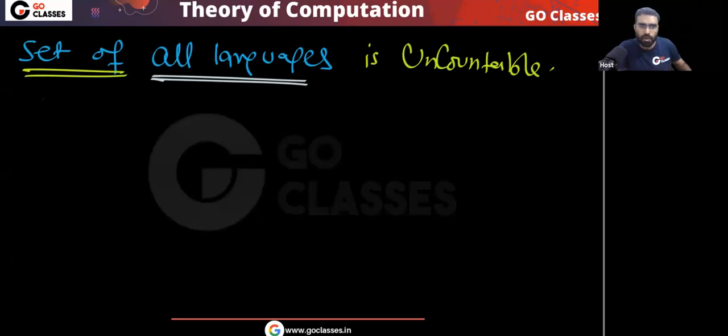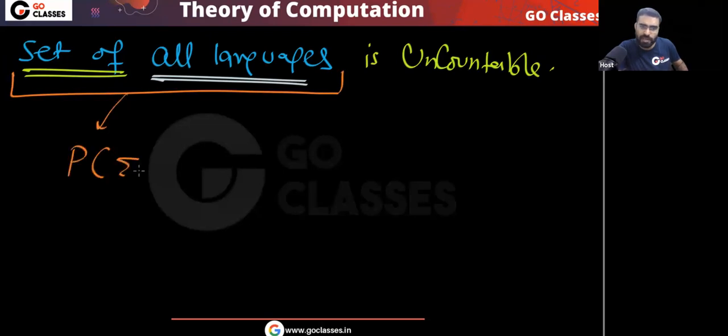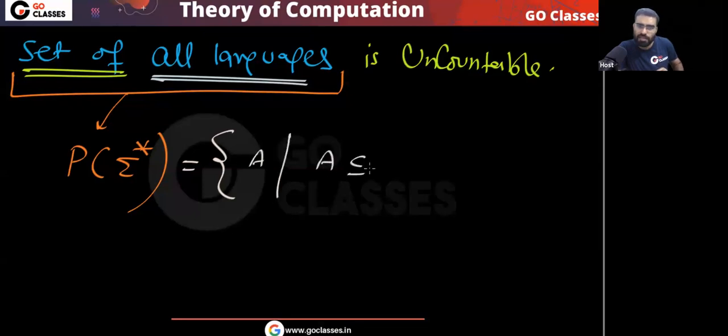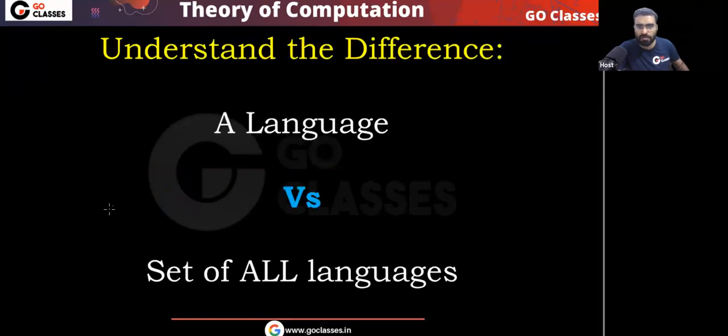What is the reason? First of all, what is the set of all languages? Tell me. The set of all languages is the power set of sigma star. Yes or no? Here you have every subset of sigma star, which means this is your set of all languages, and that is uncountable. So remember, the set of all languages is uncountable, but every language is countable.